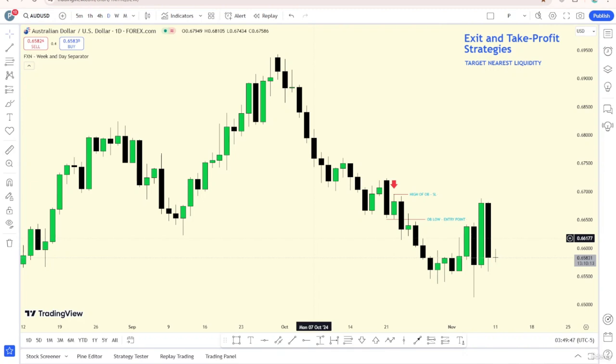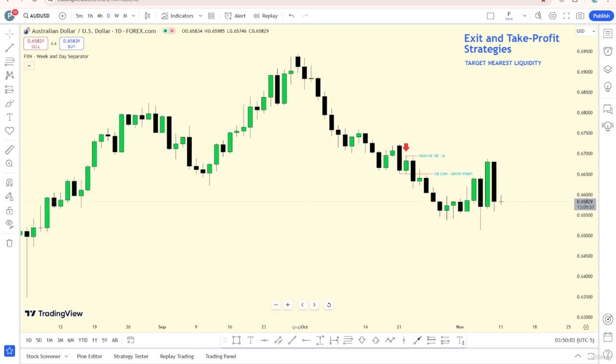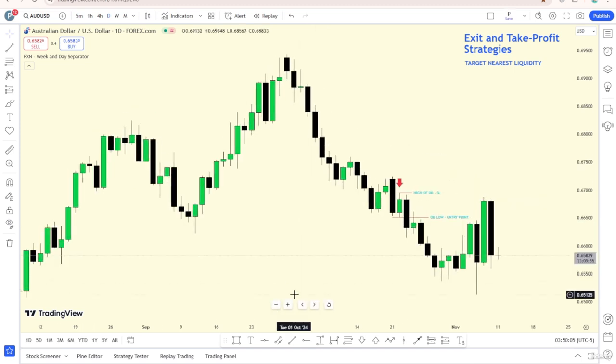So in this lesson, we're going to be looking at exit and take profit strategies when using the order block trading strategy. So basically, we have already looked at entry point. We have looked at where you can place your stop loss. Now we're going to look at where you can exit your positions. So basically, the simplest rule is just target the nearest liquidity.